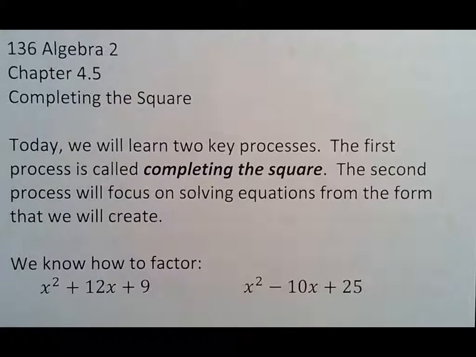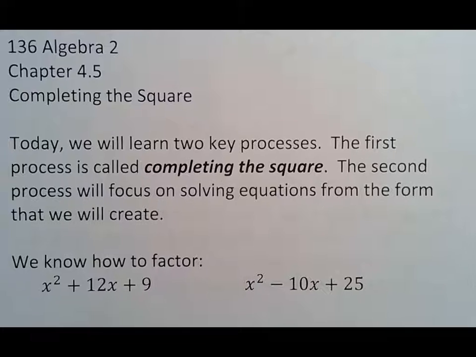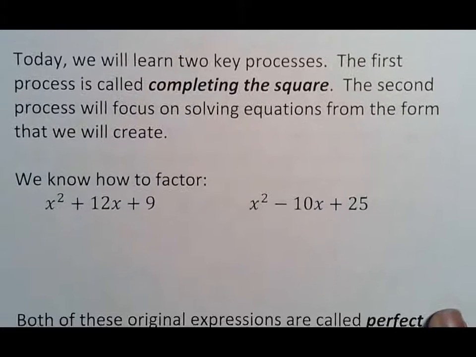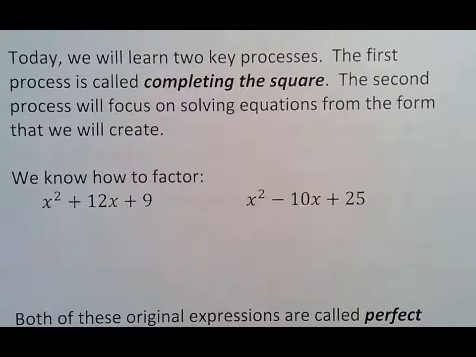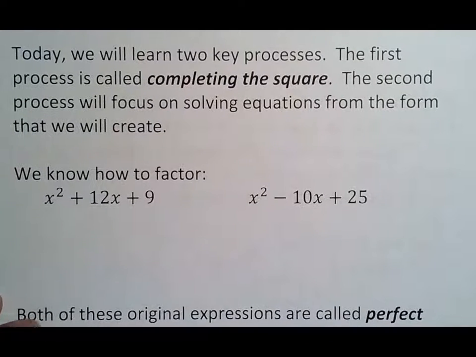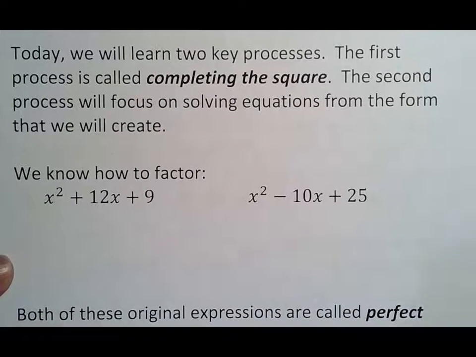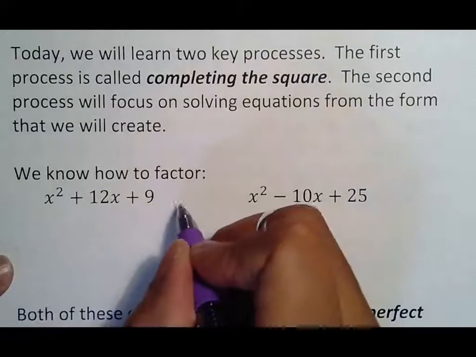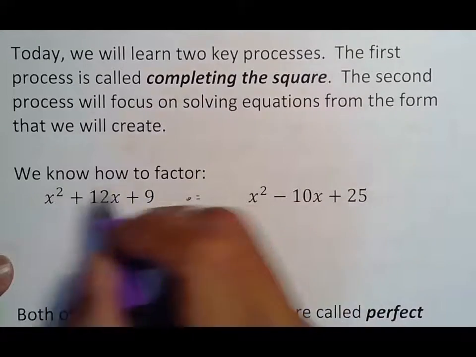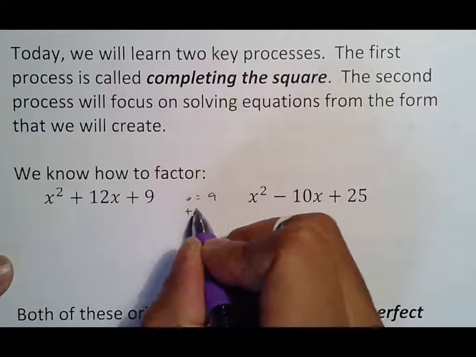But anyway, today we're going to learn 2 key processes. The first process is called completing the square. The second process is just pretty much exposing you to solving equations from the form that we create. So we know how to factor, and we know that we can take this thing, and we're looking for numbers that multiply to be 1 times 9, which is 9, and add to be 12.